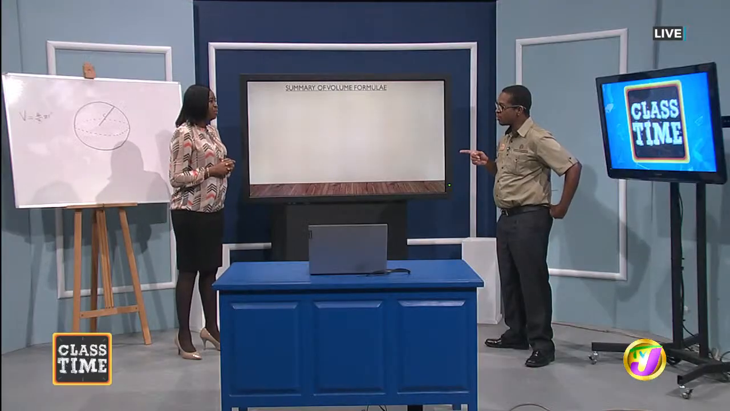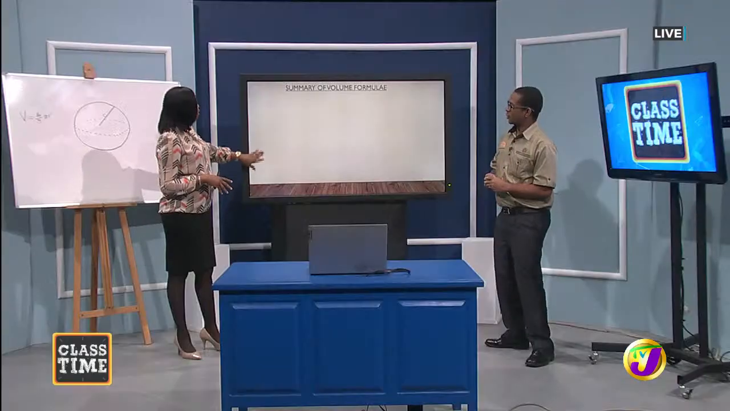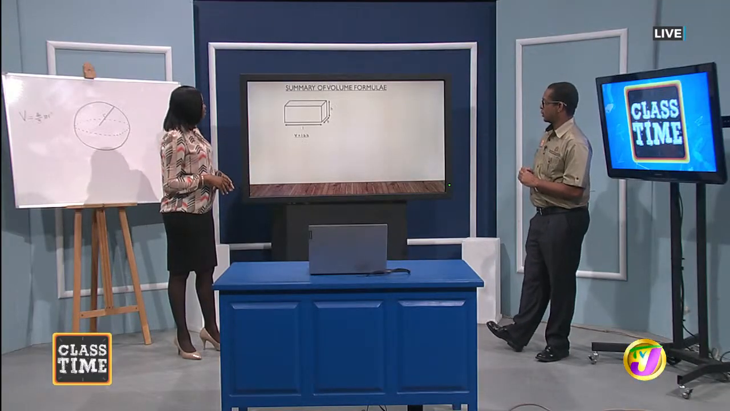Okay, for the prisms. And then for the pyramid, it's going to be 1/3 of the base area times the height. All right, so let us do a quick check and summarize.